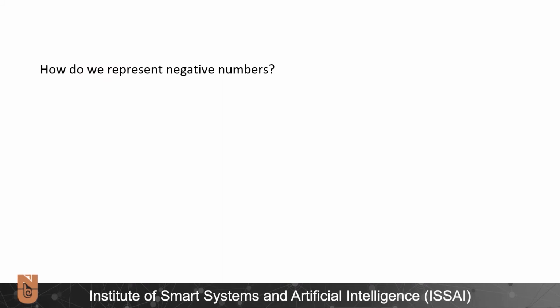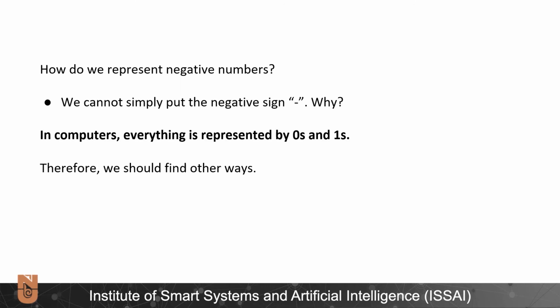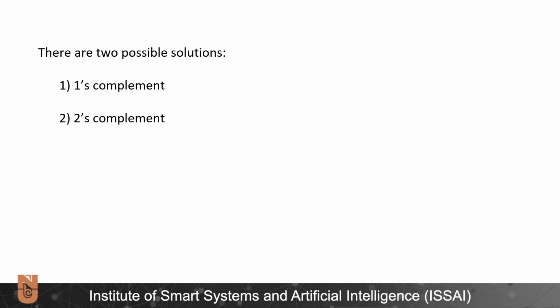So far, we have covered how to represent positive natural numbers using binary digits. But what about negative numbers? We cannot put the negative sign. But why? Well, we cannot put the negative sign because everything is represented by zeros and ones in computers. Therefore, we should find other ways. Actually, there are 2 possible solutions, and they are ones complement and twos complement.